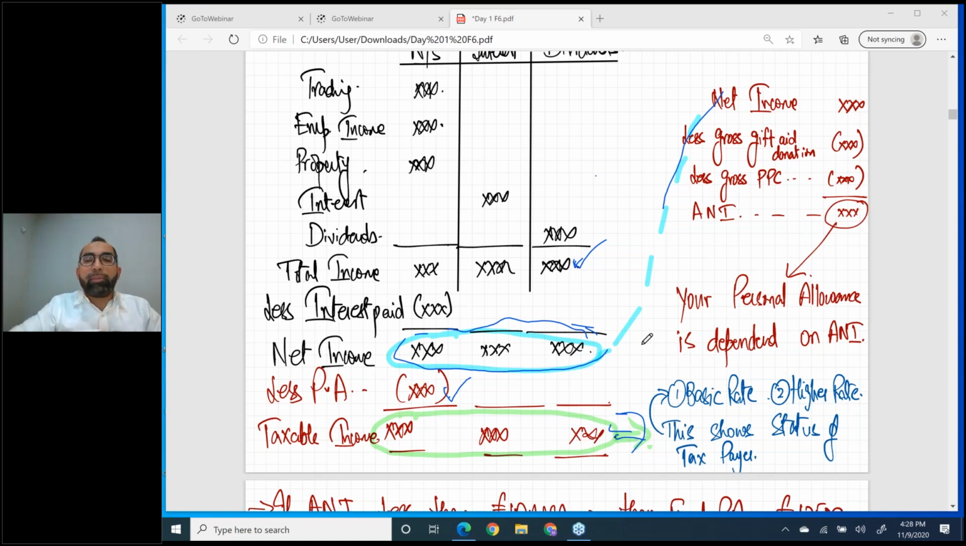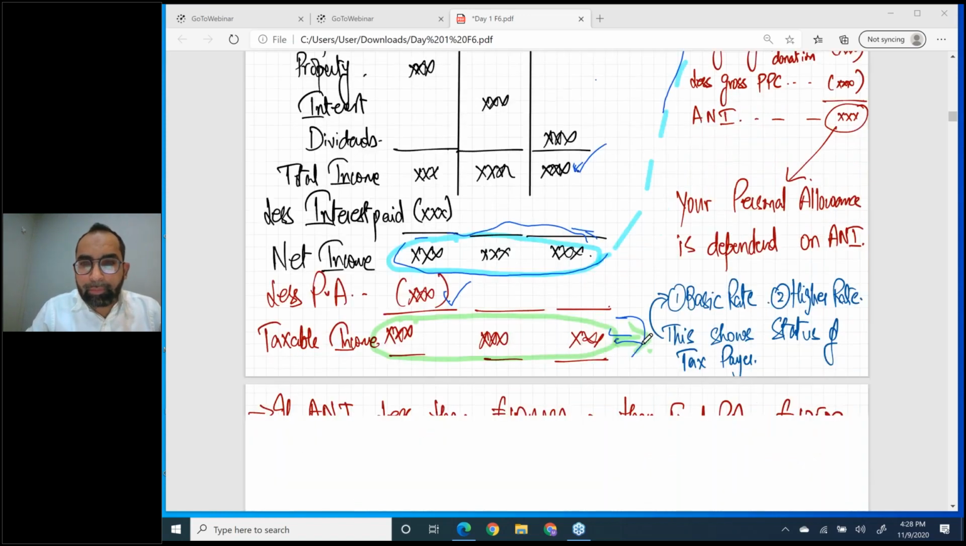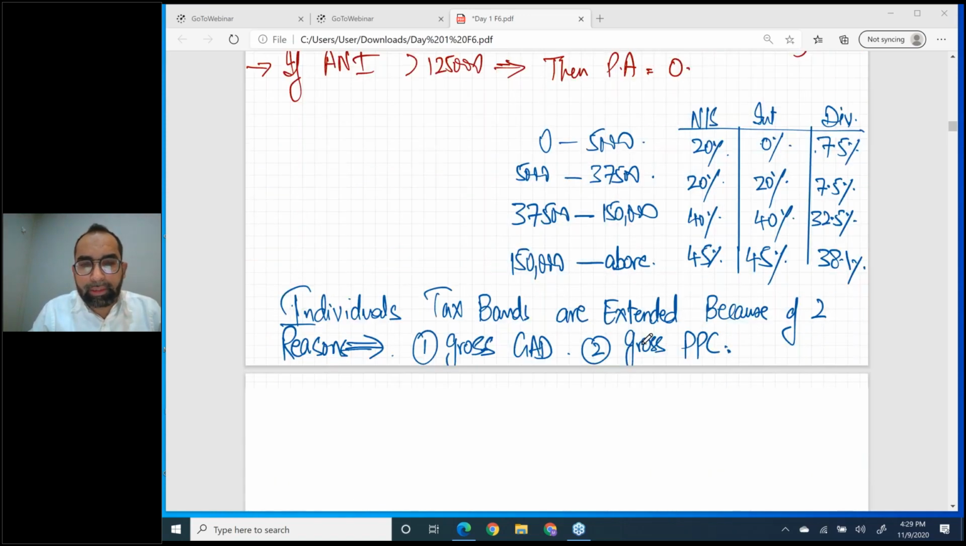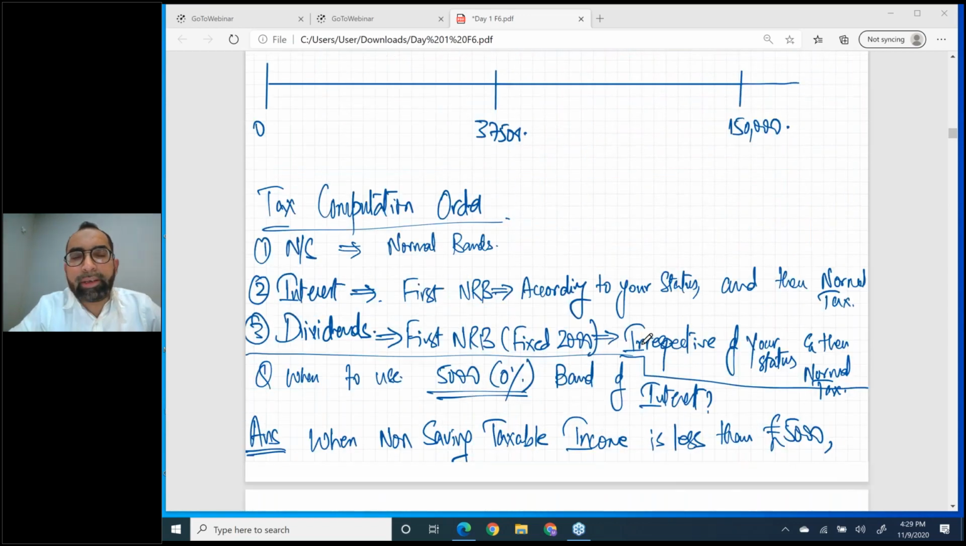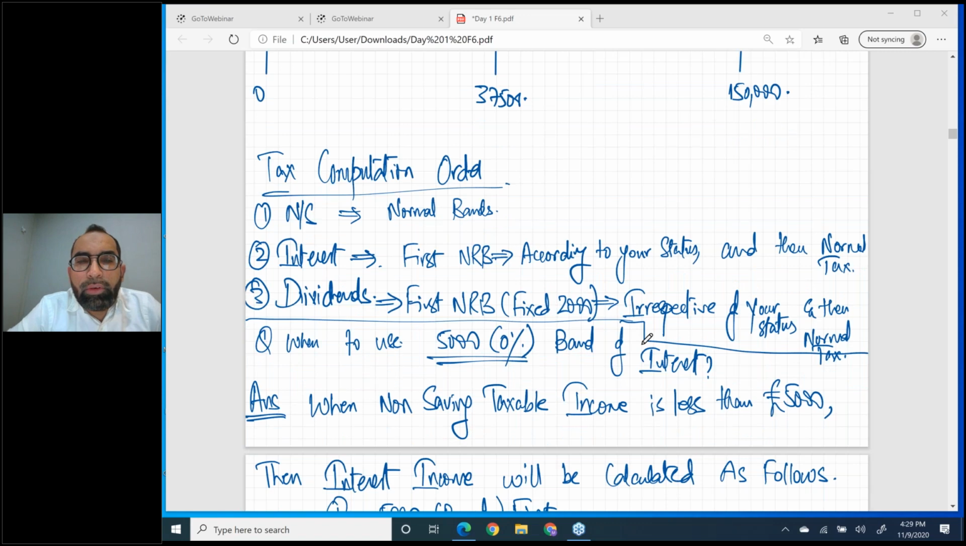And now, sir, what is the tax computation order? Tax computation order is again the same: non-saving first, then interest, and then dividend. Now one special question. Check the screen. See, I have written the tax computation order. Always first we do non-saving income, then we compute interest income tax, and then dividend income tax.